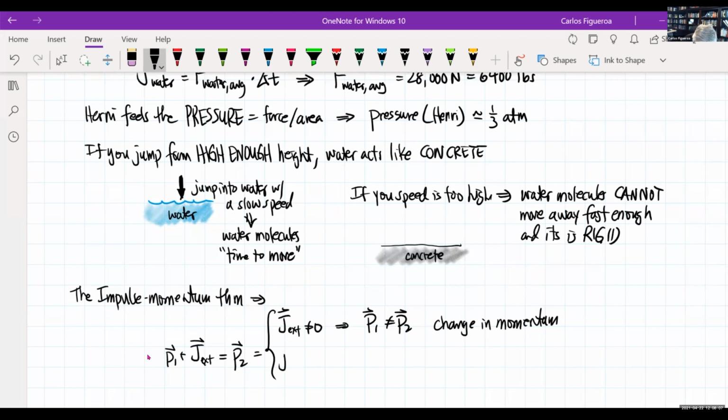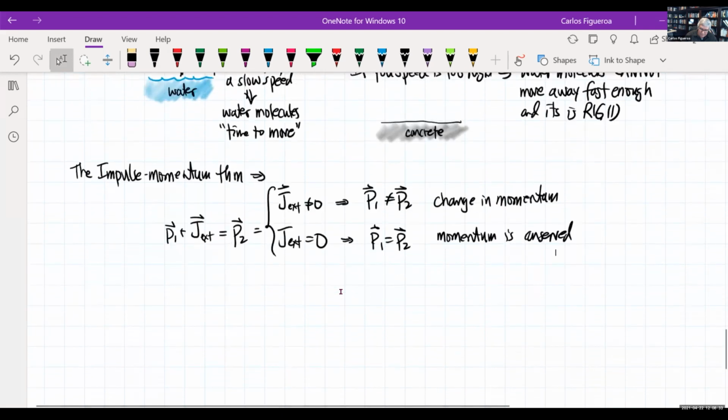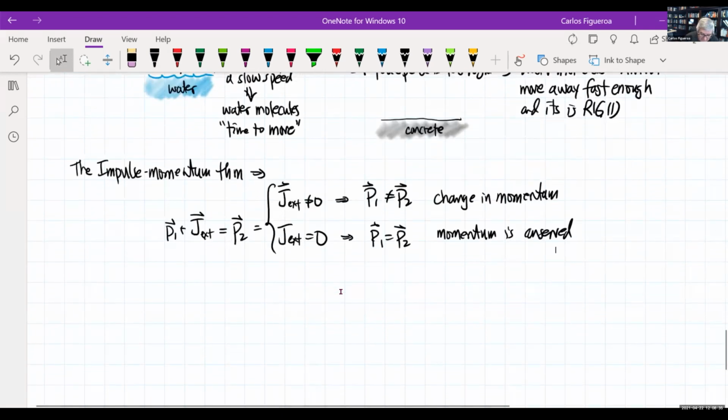But what happens here if it is equal to 0? If it is, then what we find is that the momentum before and afterwards, we then say momentum is conserved. And that's where we're at right now. This is where we're at.